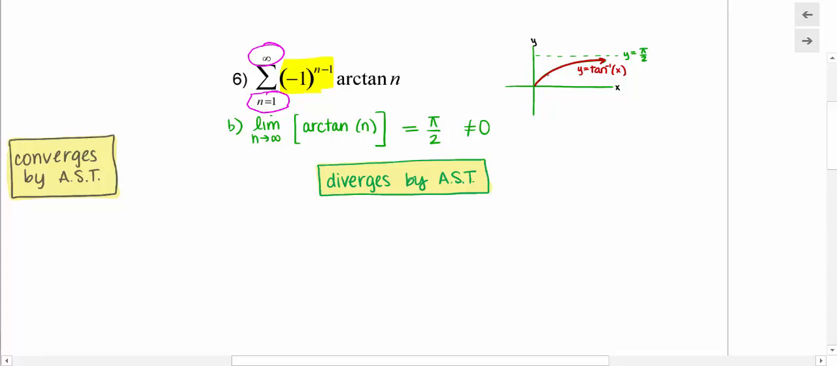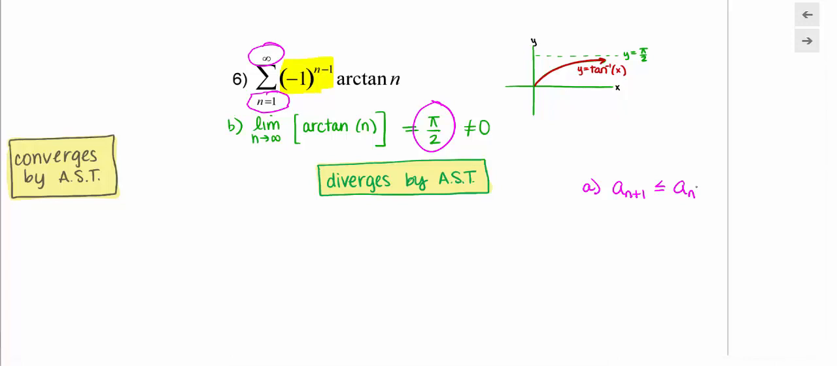But if I just look at this inverse, it's going to put it on its side. So instead of staying in between x equals pi over 2, this is going to stay in between y equals pi over 2 for the inverse. So my limit is pi over 2, which is definitely not 0. So it does diverge. And I don't have to do the inequality piece because both of those conditions had to be true. The limit has to be 0 and the next term has to be less than or equal to the current term, and those need to be positive terms as well.